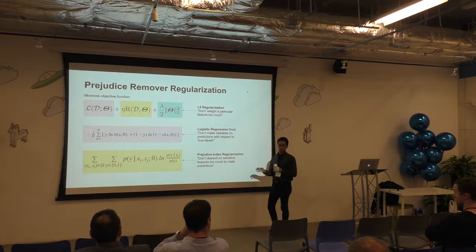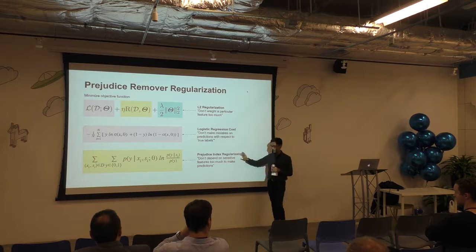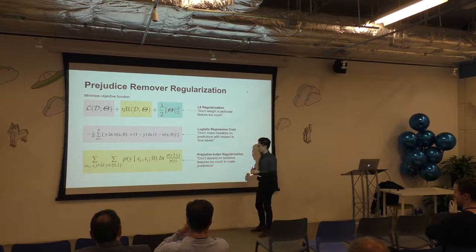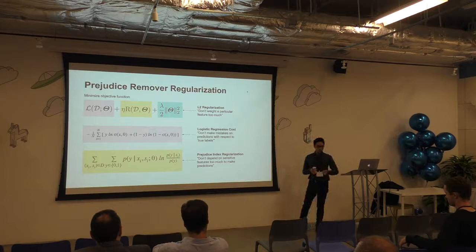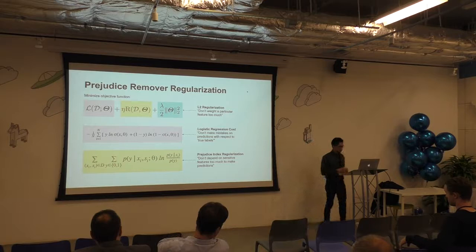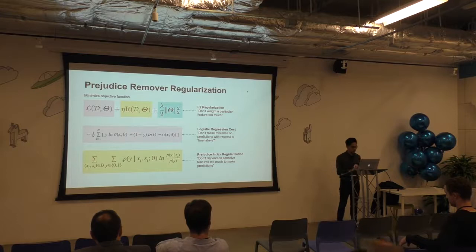So it's similar in concept to L2, but here you're explicitly encoding your sensitive features into your objective function. So this is what I meant when I said this is the most satisfying, because you're introducing a term in the actual learning algorithm that will then give you a model that doesn't rely on race as much, or pick your protected attribute of choice.